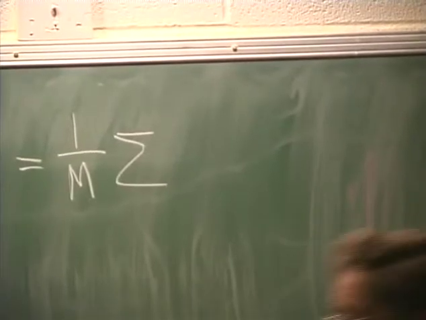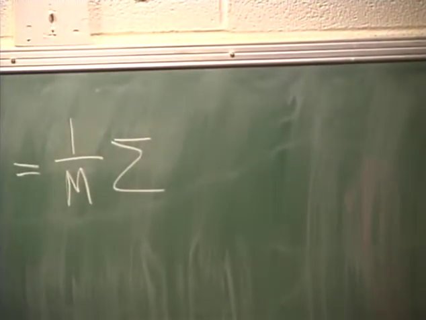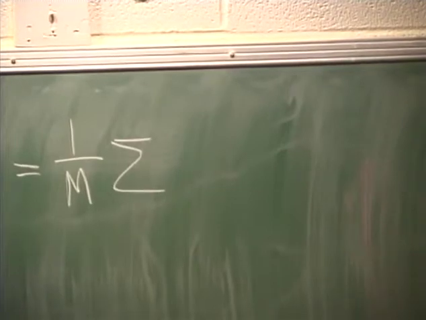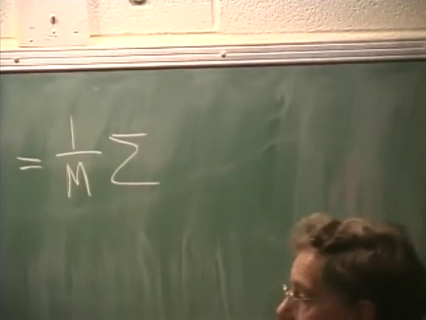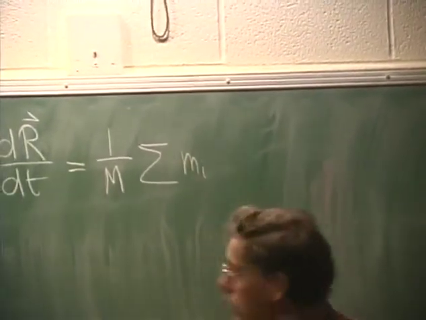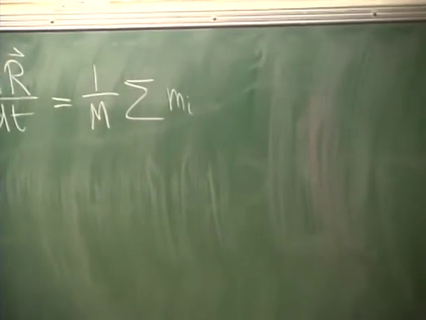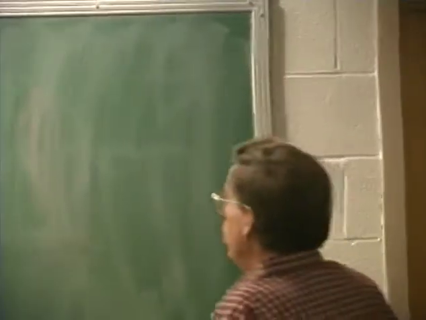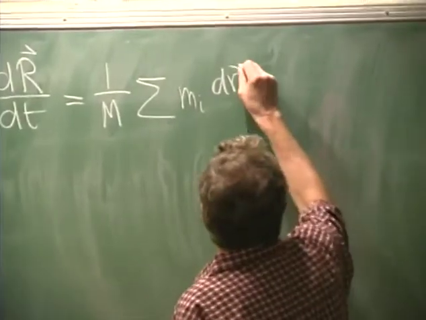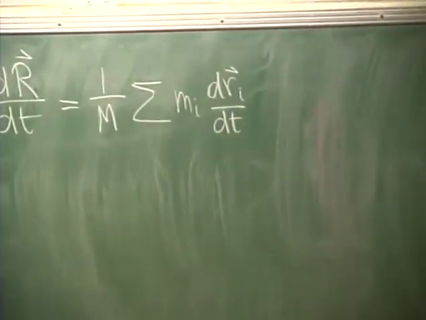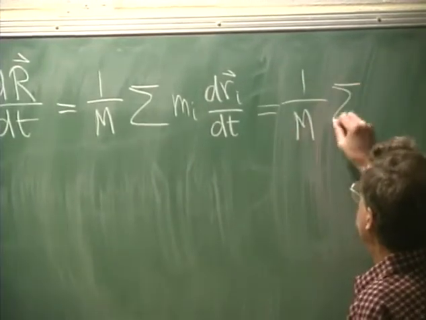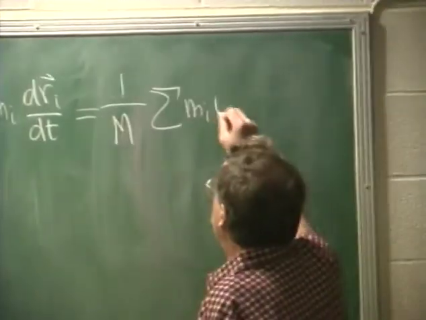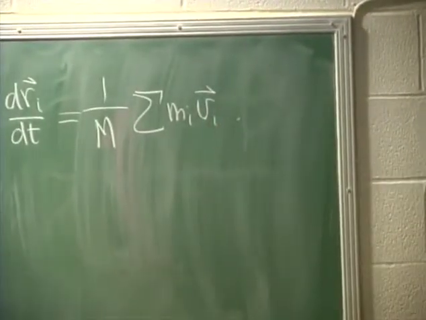Well, if bees were leaving or entering the system, then the total mass might be changing, but that's not what I have in mind. I'm stuck with this collection of bees. Nobody is joining and nobody's leaving. These bees are just swarming all over the place. So the total mass is a constant, and the mass of each one is a constant. They're not eating or whatever. So we have the sum of mi times dri by dt. That, of course, is the velocity of the ith bee, so this is 1 over capital M times the sum of mi times vi, the velocity of the ith bee.